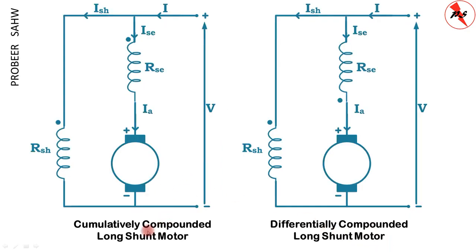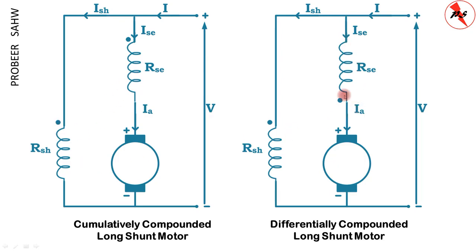Also, we can have cumulatively compounded motor and differentially compounded motor. In a cumulatively compounded motor, the series flux must help the shunt flux. For that, the current must go into the dots. So here we have the connection of the series winding like this. The series winding current enters the series winding through this dot. Again, the shunt winding current enters the shunt winding through this dot. Therefore, the fluxes will be in the same direction.